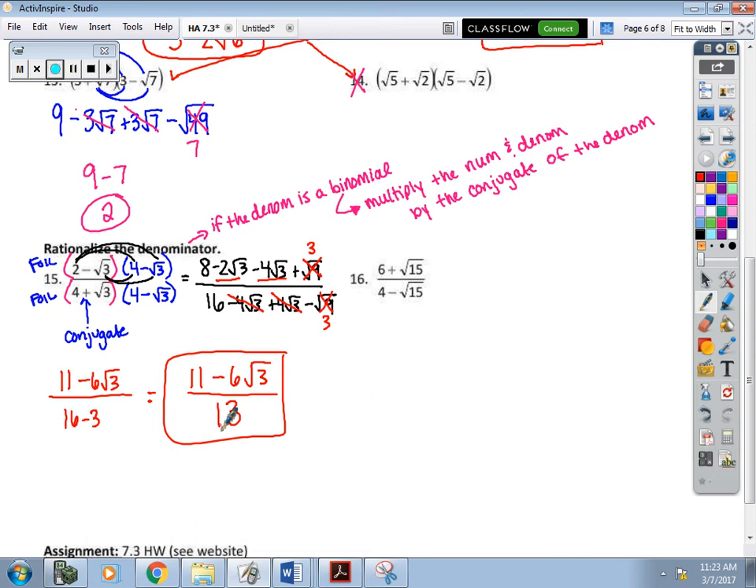Okay, the next one will be the same process. Again, we want to put parentheses around this. We're going to rationalize the denominator by multiplying by the conjugate of the denominator, which should be 4 plus the square root of 15. I want you guys to see if you can FOIL, distribute, and simplify. And we'll come back to share our answer.